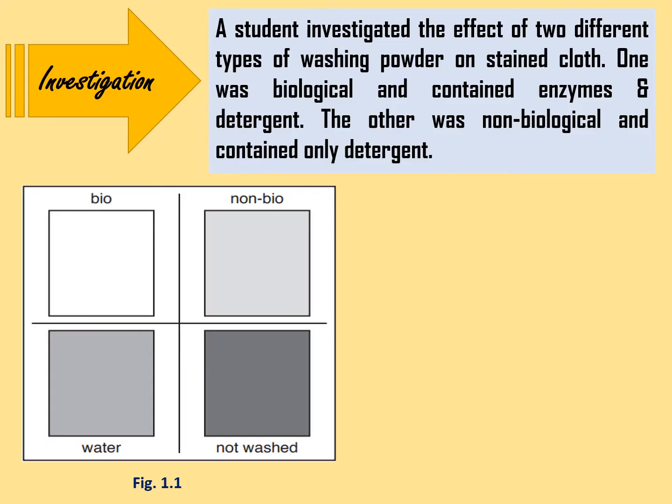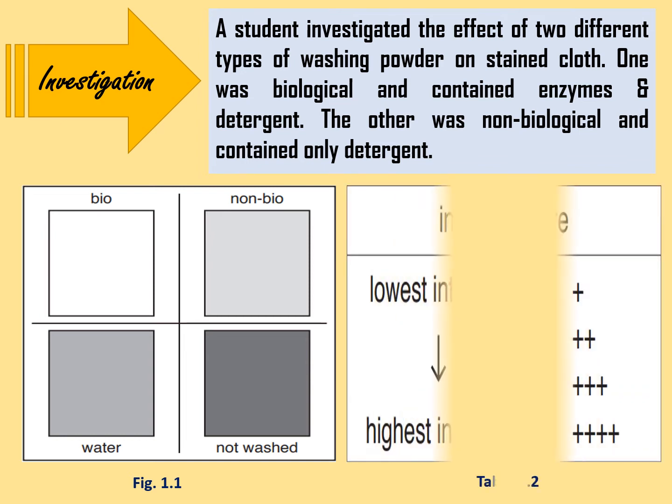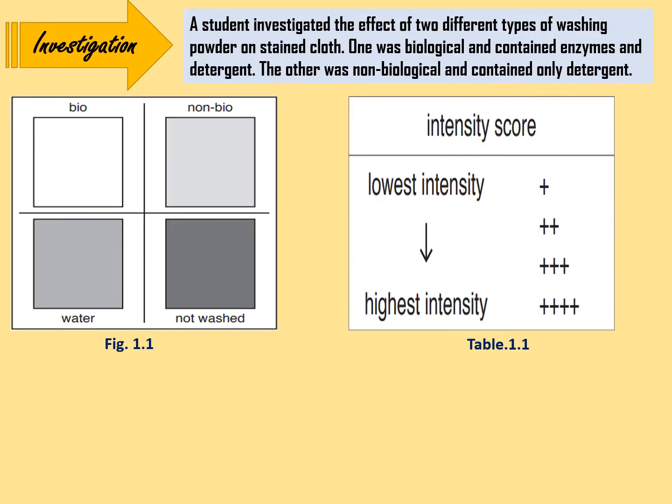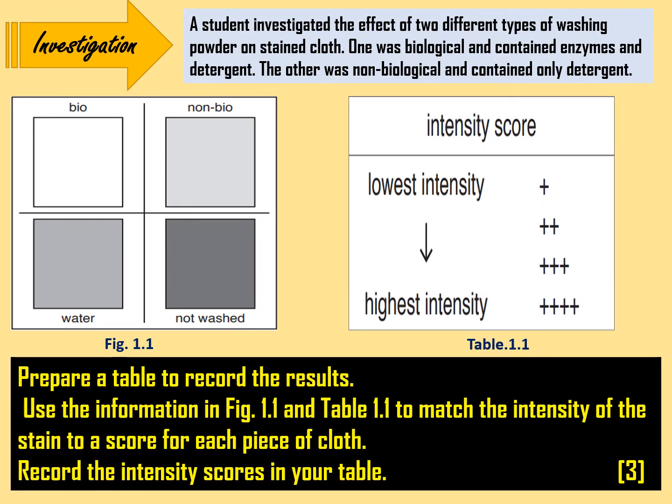After that, we shall move toward the results, because this is the alternative to practical. The examiner will give you the calculated results. In these results, the first is the bio, second is the non-bio, then water and the not washed. If you see the key, the lowest intensity is represented with 1 plus, while the highest intensity is represented with 4 pluses. The examiner can ask: prepare a table to record the results; use the information in Figure 1.1 and in the table to match the intensity of stain to the score for each piece of cloth. So this is a 3-mark question.